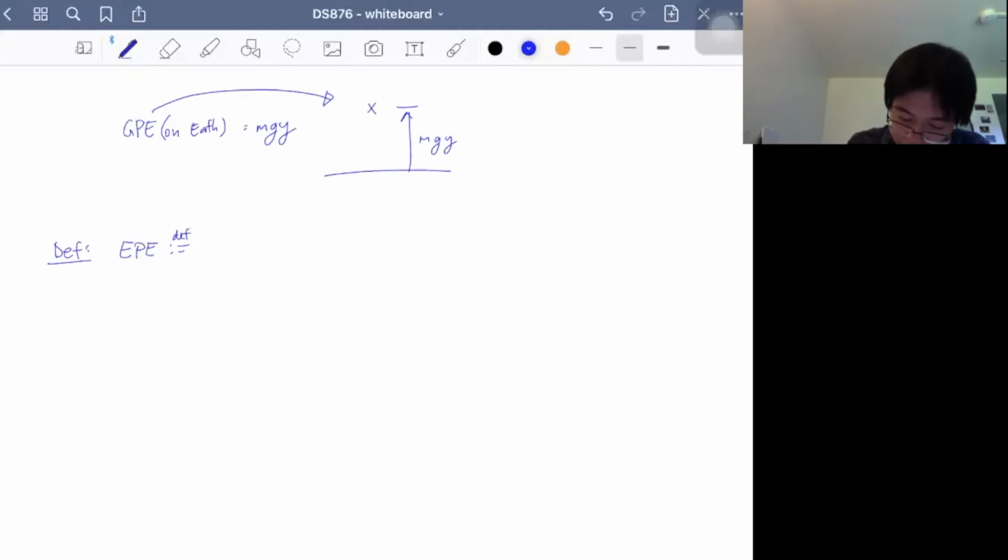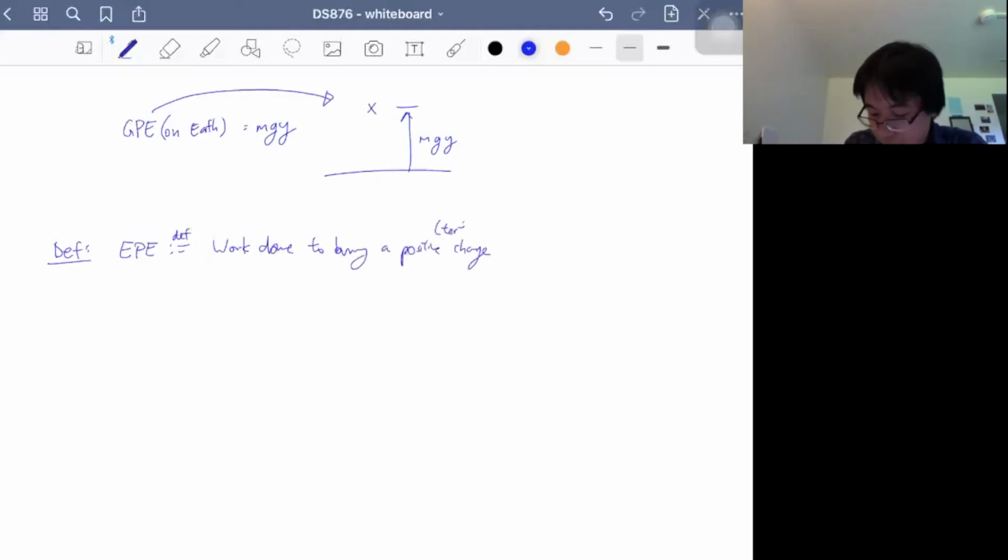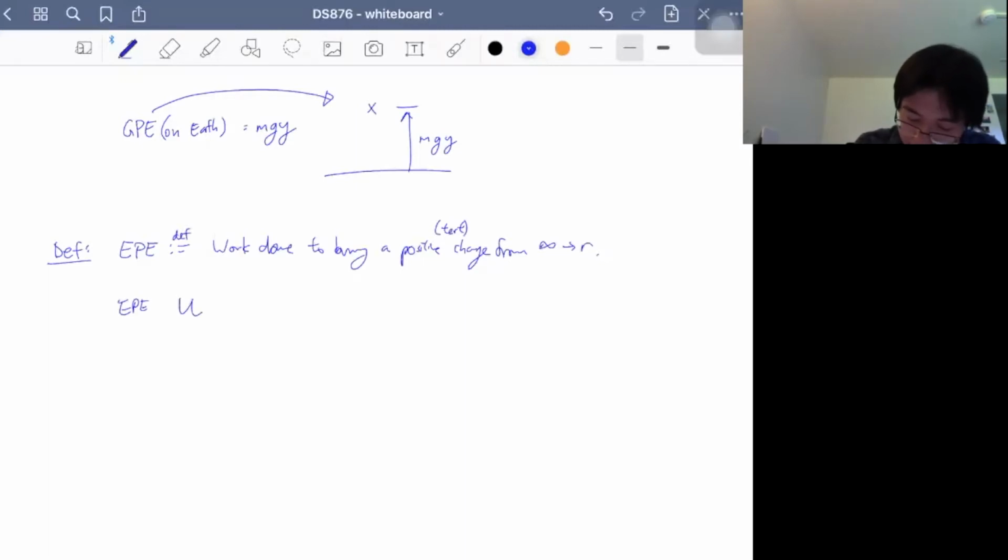The definition is the work done to bring a positive test charge from infinity to a point. What does that mean? That sounds scary, so let's break this down. Electric potential energy, we will symbolize it with U, and that is the work done. That's the amount of work that is done to bring a point charge from infinity to a given location. Why infinity? Let's break this down a little bit first.